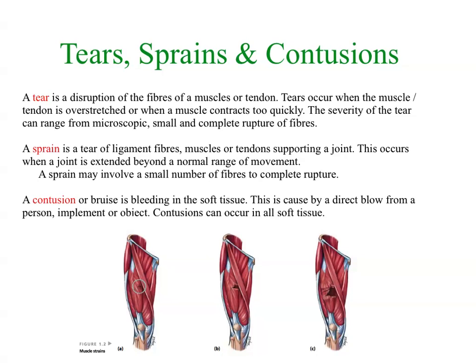A sprain is a tear of ligament fibres. We know that ligaments help support the joint, right? So anything involving the joint is going to be classified as a sprain, and this occurs when the joint is extended beyond its normal range of motion or movement, and it's obviously going to be very popular around the ankle joint. A contusion or bruise is bleeding in the soft tissue. And again, this can be caused by a direct blow from a person, implement, or an object.